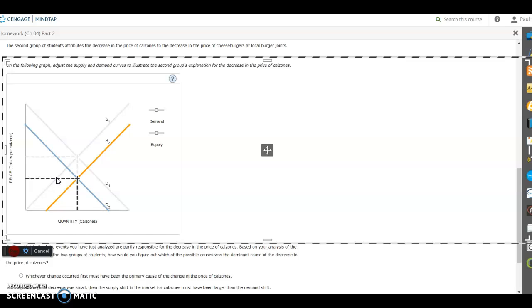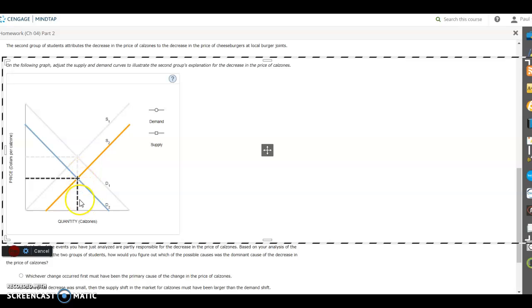Now, when it comes to quantity, it depends on which shift is larger. Why? When demand shifts to the left, that lowers quantity. But when supply shifts to the right, that raises quantity. So you have those two forces opposing each other. One shift is increasing quantity, the other shift is lowering quantity. And you could have a scenario where quantity went up, quantity went down, quantity stayed exactly the same. It depends on which shift is larger.